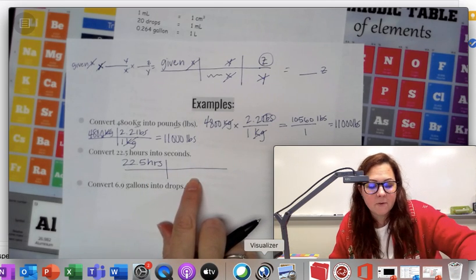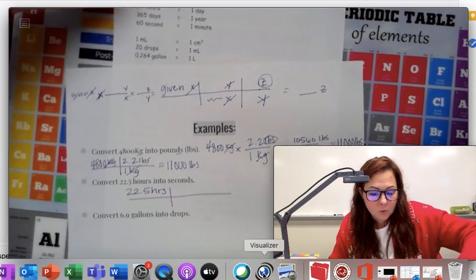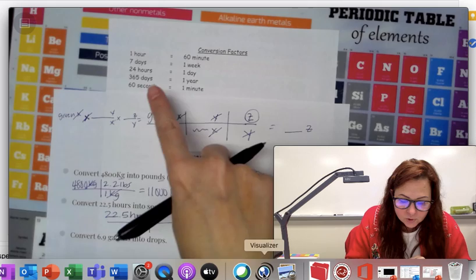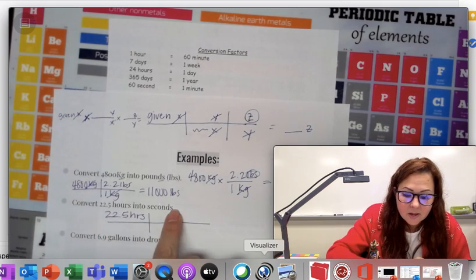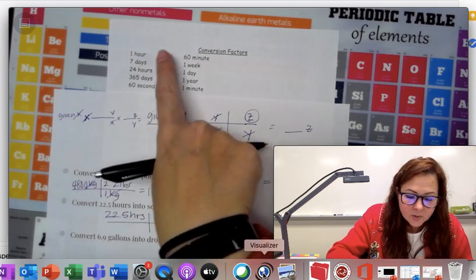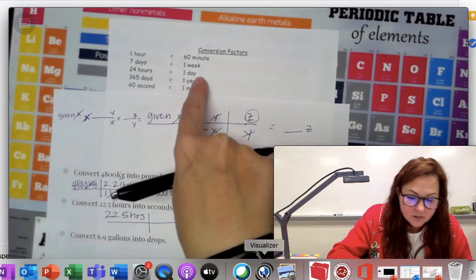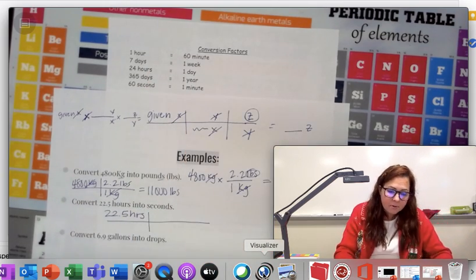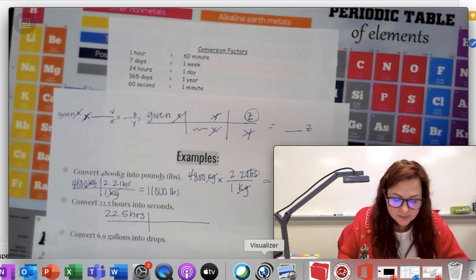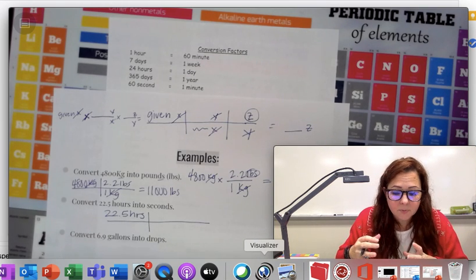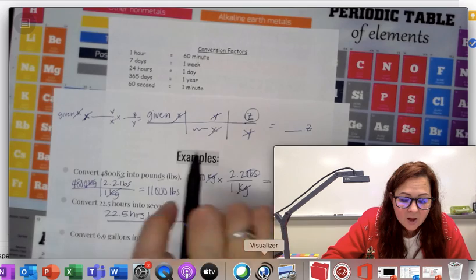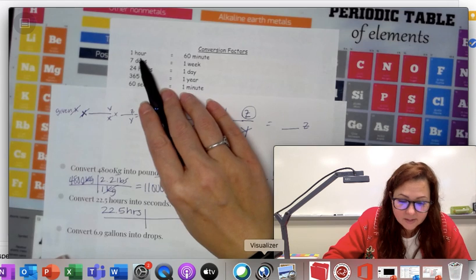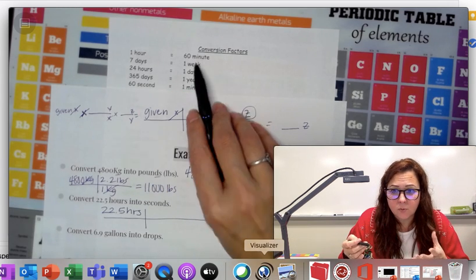So I'm going to look at my conversion factor sheet. I'm going to see if there's one step already written on the paper that goes straight from hours to seconds. So this is hours to minutes, days to weeks, hours to days, days to year, second to minute. I don't have just a one-step process to go between hours and seconds, so I'm going to have to go to something else. This one is hours to days. This one is hours to minutes. So it's going to be one of those two.